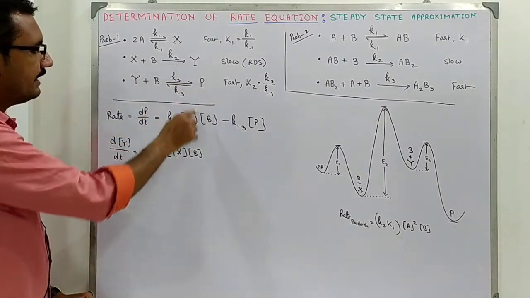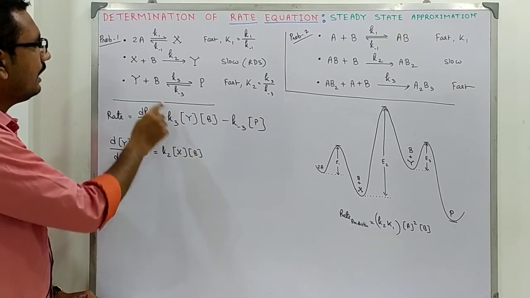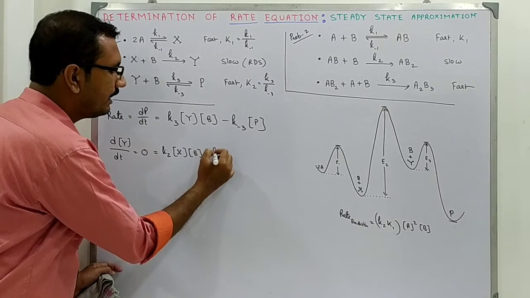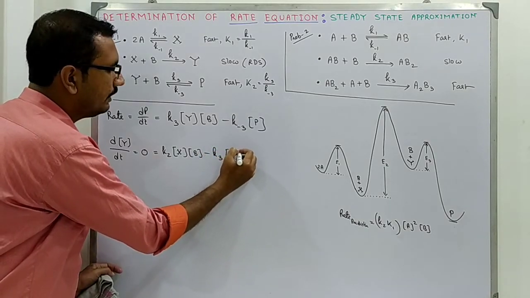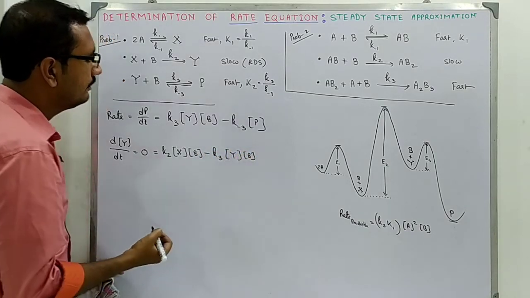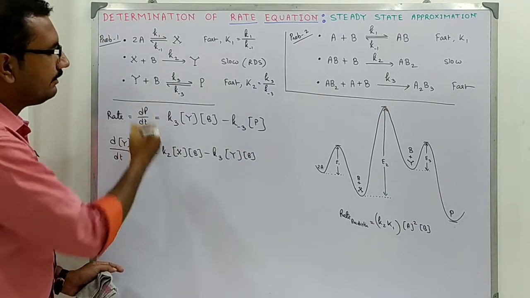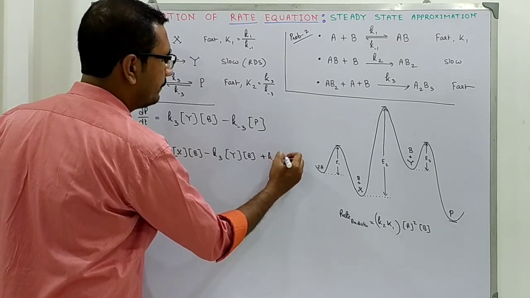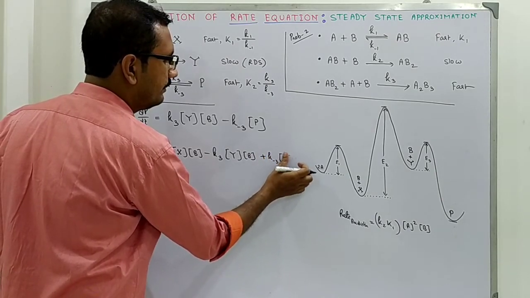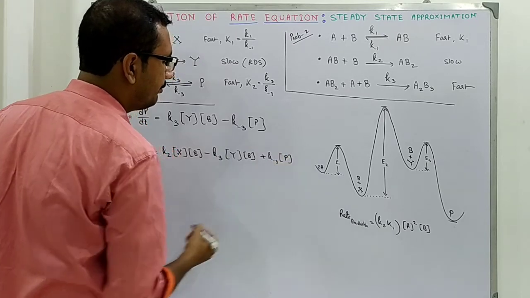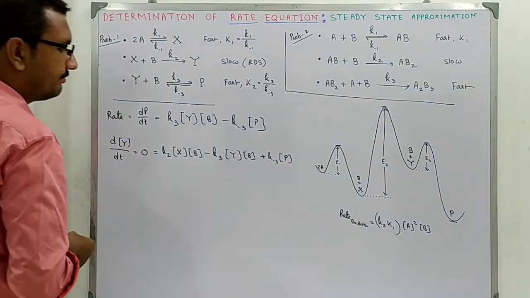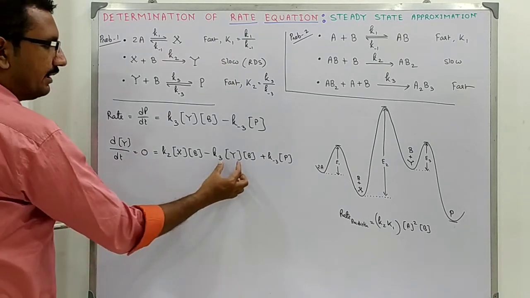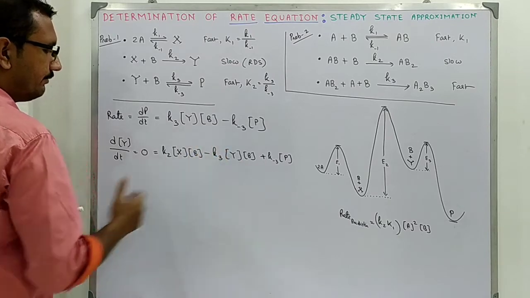So, in this step y is getting formed, and in this step y is getting lost. So, it will be minus K3 into [y] into [b], and in the backward direction again y is coming into the picture. So, it will be K minus 3, sorry, it will be concentration of [P]. Now, we have to find the value of concentration of y from this equation.